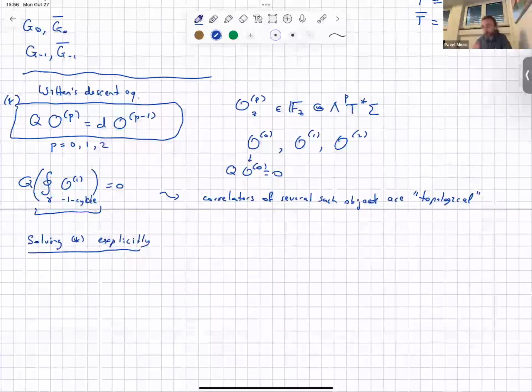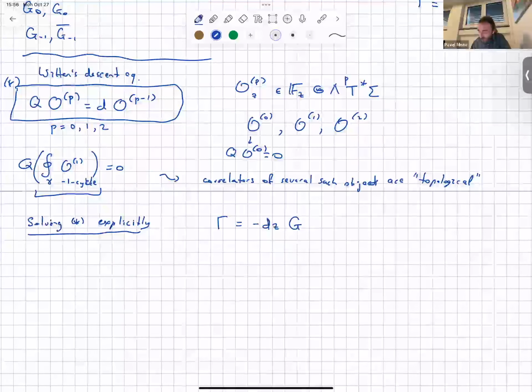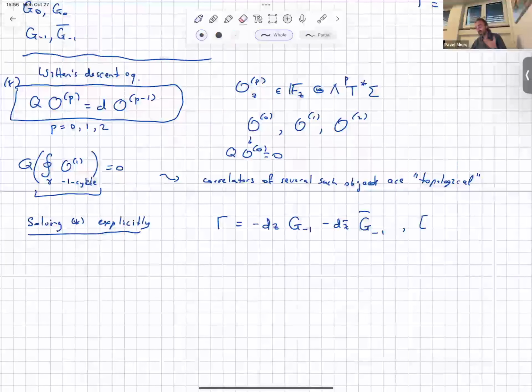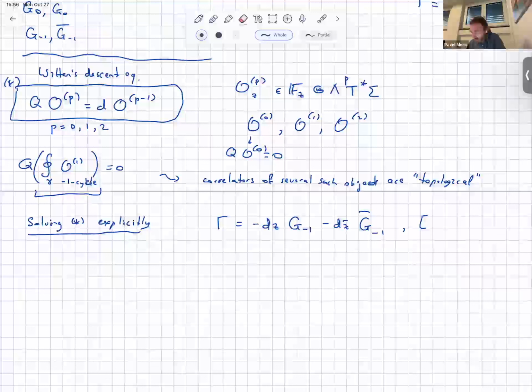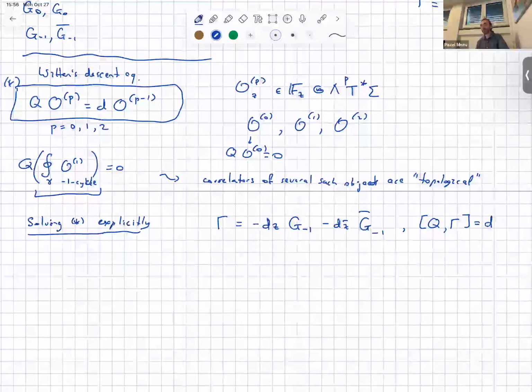using something called a chain homotopy, or let me call it a descent operator here. It's the following operator: minus dz times the minus first z Fourier mode of g, minus dz bar g bar minus 1. So it's a certain operator that acts on form-valued fields at a point. And it has the property that the anti-commutator of Q with gamma is the de Rham operator.